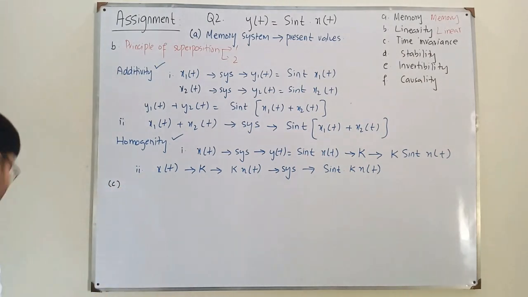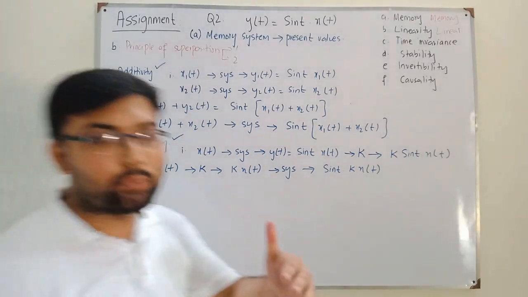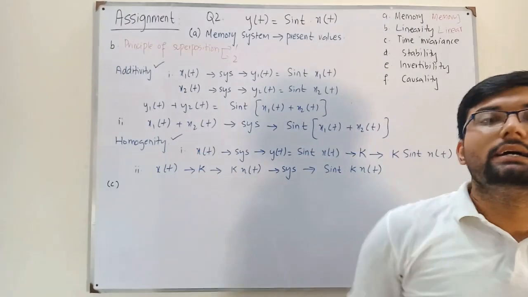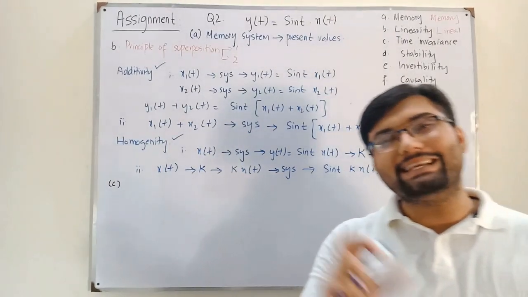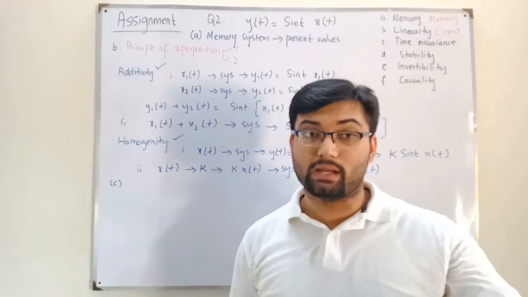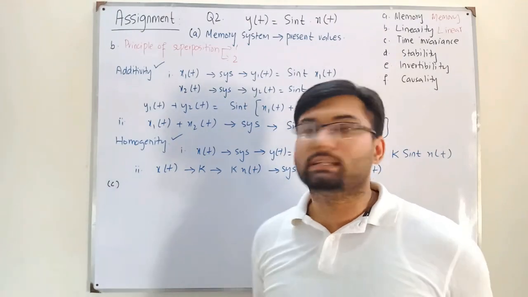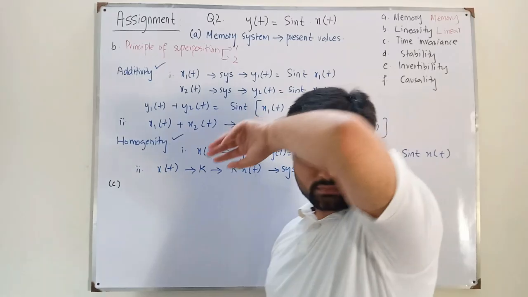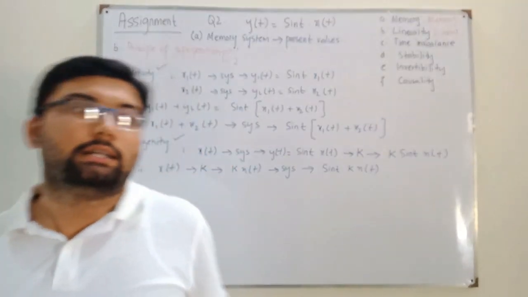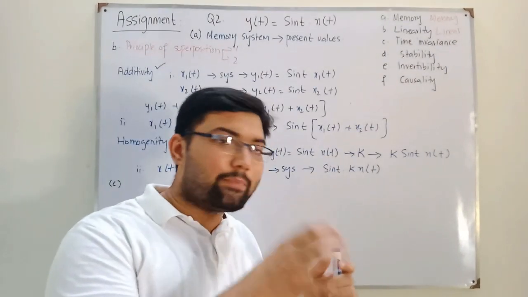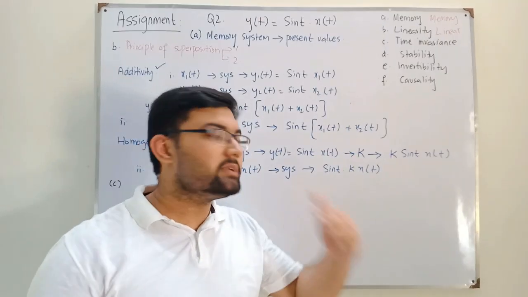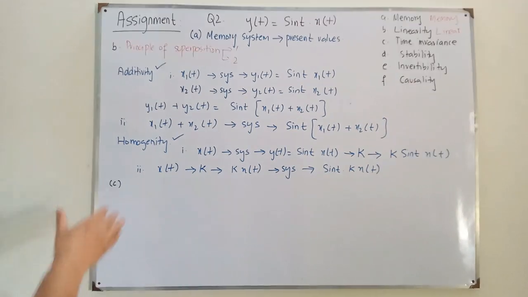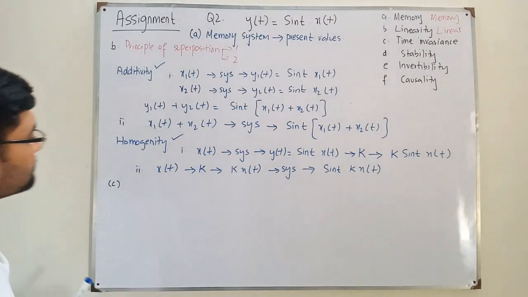So what do you have in time variance? First you have an input, you pass it through the system, and then you delay the output. Fine. Now in the second step you first delay the input and then you pass it to the system. Now if both the outputs are the same, the system is time invariant. If they're not the same, the system is time variant. This reflects that if you have an input with a delay in it, the same delay should be reflected in the output. This is what time invariance means. So have a look now.